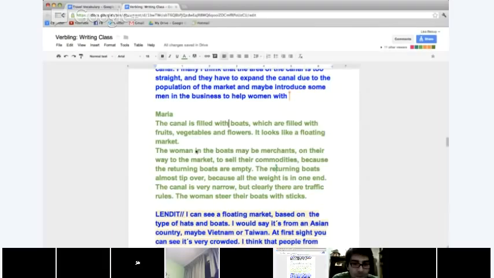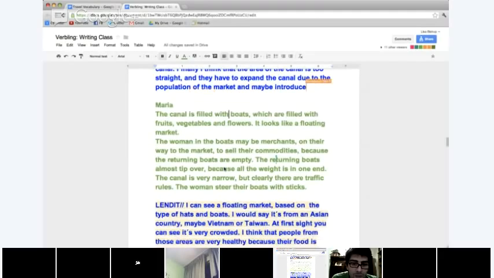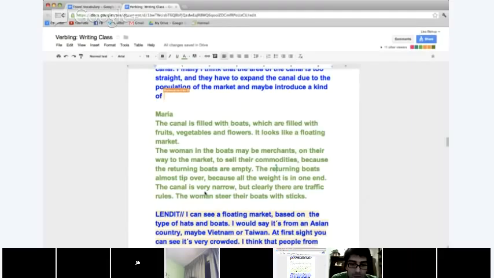The women in the boats are maybe merchants or on their way to the market to sell their commodities because the returning boats are empty. The returning boats almost tip over because all the weight is in one end. The canal is very narrow, but clearly there are traffic rules. The women steer their boats with sticks. Yeah, so it's just women in both places, there and there. Women. Okay. I never remember.